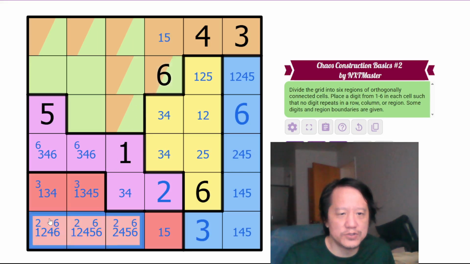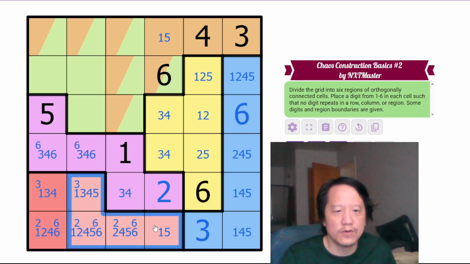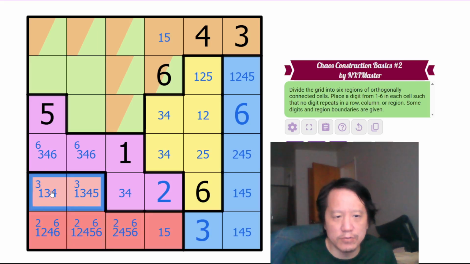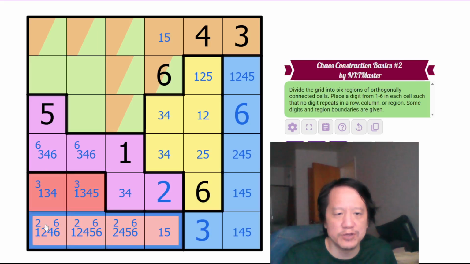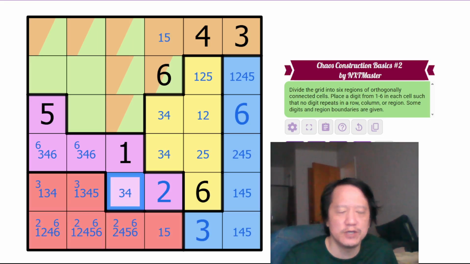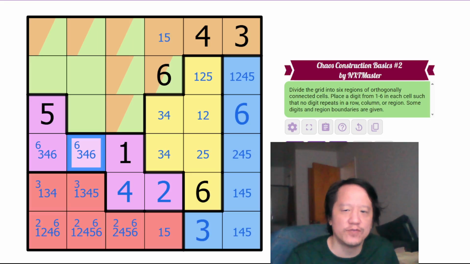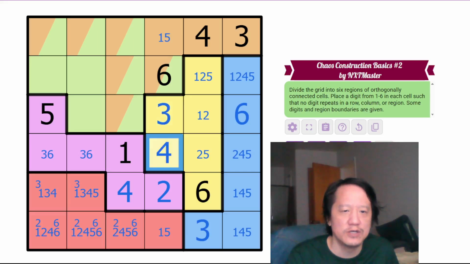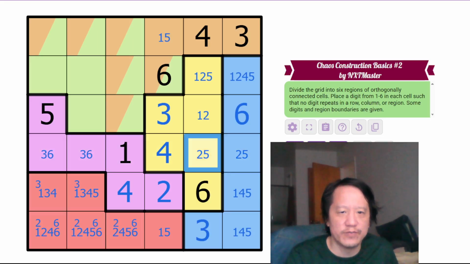Okay, what else do we have? We know one of these 2 digits is 3 because there's no other place for it in the red region, so this can't be 3 here. That's 4, which eliminates 4 in the rest of the pink region. So this becomes a 3, 6 pair, which eliminates 3 and 6 in the rest of the row. No 3 here, that makes us 4, which makes that 3. No 4 here. So that's a 2, 5 pair that way. 4 eliminates 4 in the rest of the row.